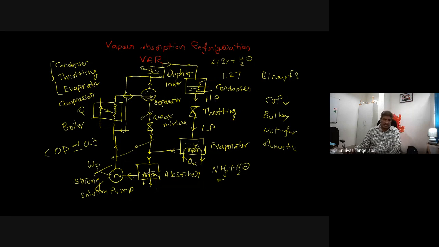Waste heat means there is not much investment except the equipment. That's why this vapor absorption system has a great potential, especially when we are designing for polygeneration systems and also low grade energy, solar energy systems. Are you clear about the COP value?